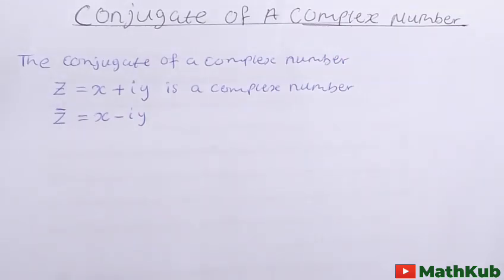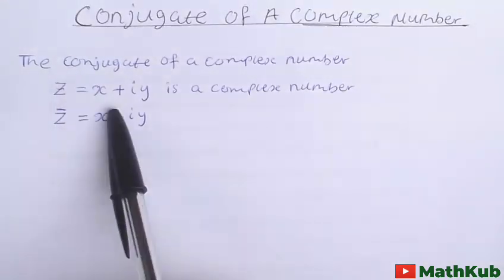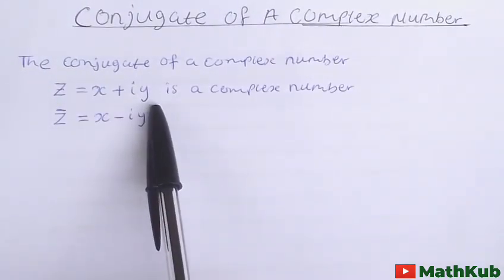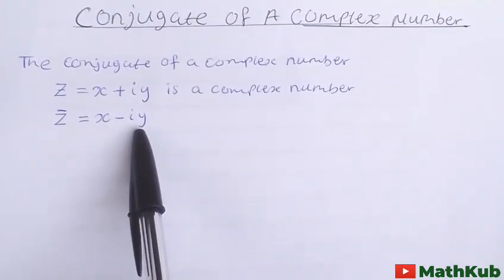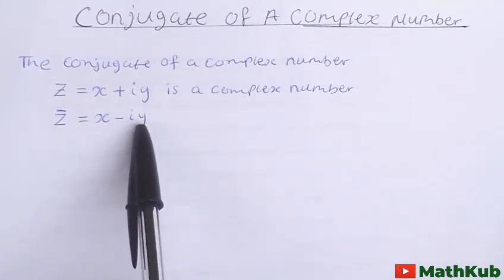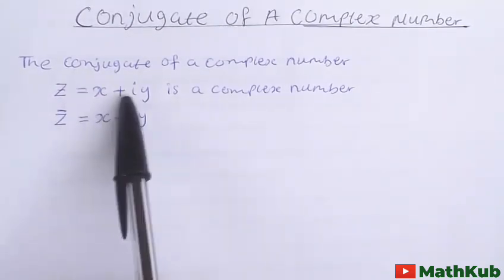Conjugate of a complex number. The conjugate of a complex number z equal to x plus iy is the complex number z-bar equal to x minus iy. What you will just do is change the sign: if it is plus, change it to minus; if it is minus, you change it to plus. The conjugate of x plus iy is x minus iy. The conjugate of x minus iy is x plus iy.